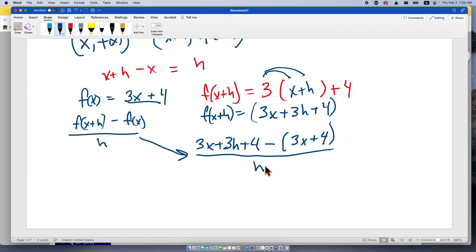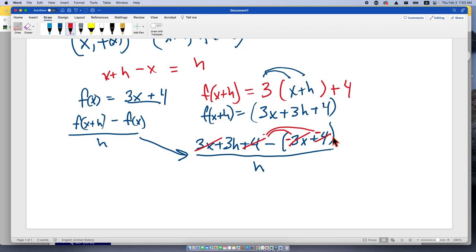Okay, so this is the difference formula so far, f of x plus h minus f of x, but now it's got the function in there. I'm going to distribute this, and just to save myself some time, since I've got a different color, I'll put negatives here. So I've got a plus 3x and a minus 3x. What's going to happen when I combine those? Canceled, they're 0. So that goes and that goes. Plus 4 and minus 4, gone, canceled, 0. And that's what you're going to find when you do this.